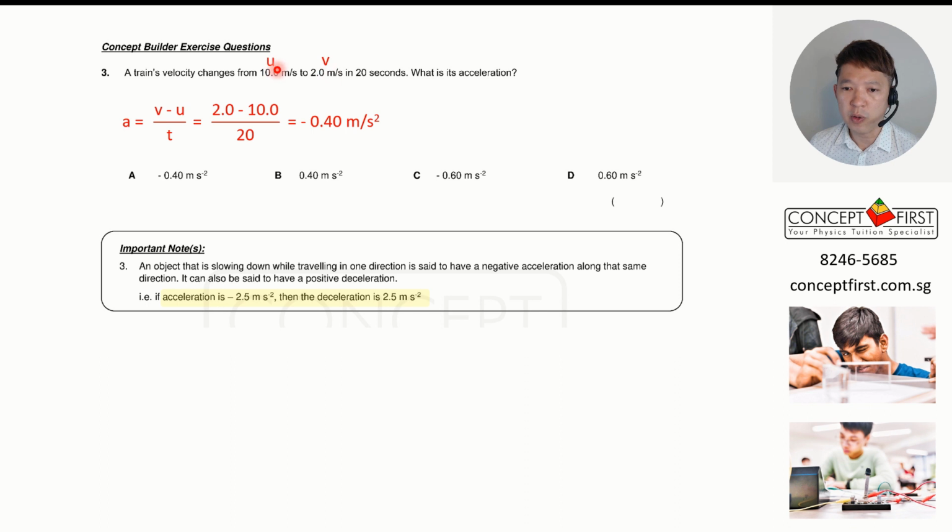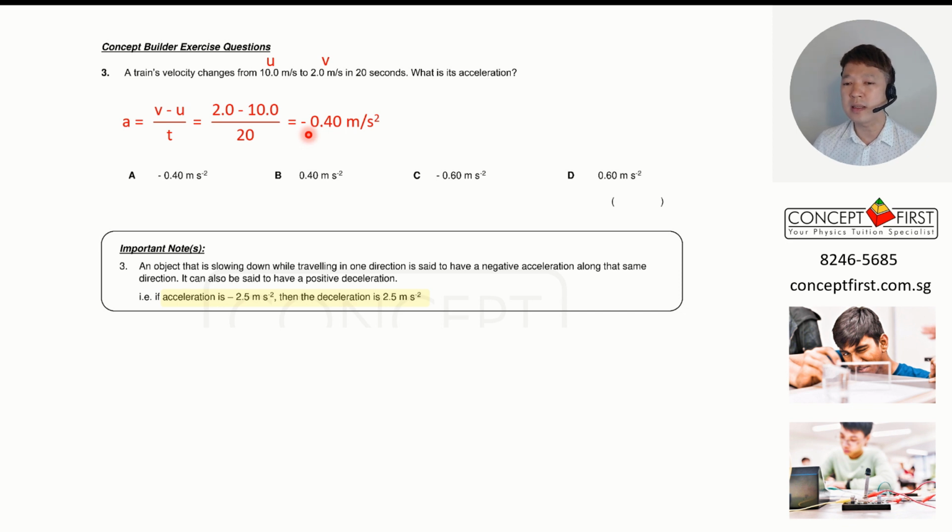Be very sure what is u and what is v and put it in, despite knowing that the answer is negative. Because what I notice is some students, they see negative, they get a bit worried, paranoid that they can be wrong, so they switch the 2 and the 10, just to create a positive answer. So it need not be the case. That is why the most important part in learning this formula is to be confident which is u and which is v. Put it in, you get a negative value, so be it.